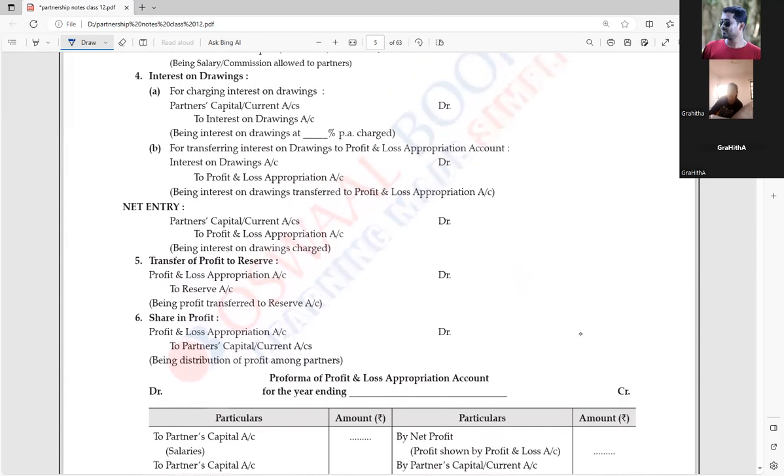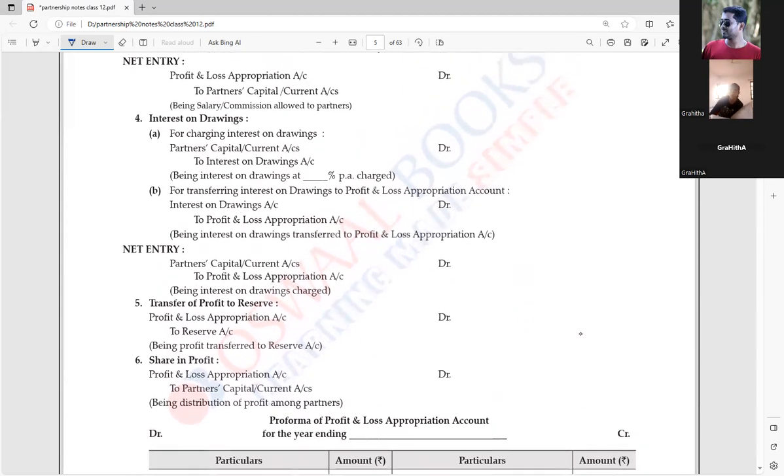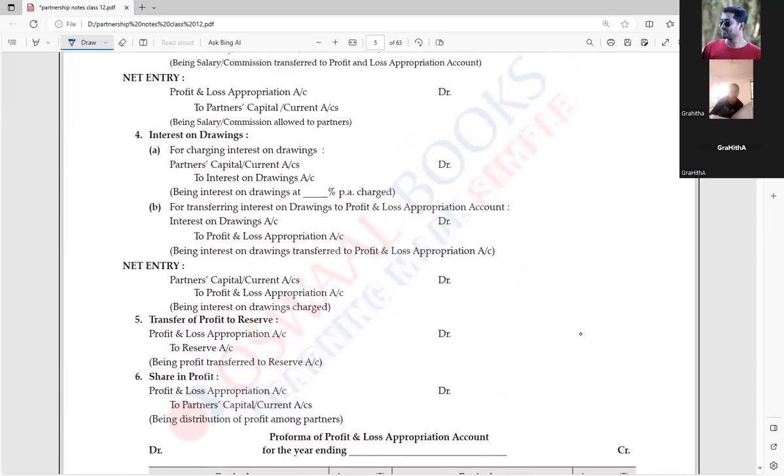Interest on drawings account debit to profit and loss appropriation account. That's it. So this is the thing: interest on drawings account debit to profit and loss appropriation account. See here, this entry is here. Before that, what are the things that will come?